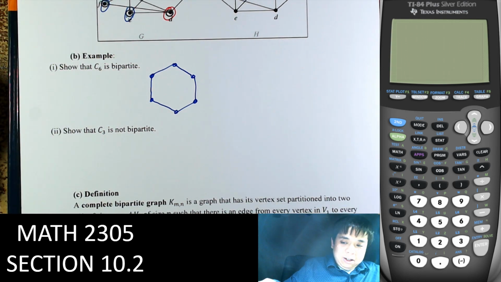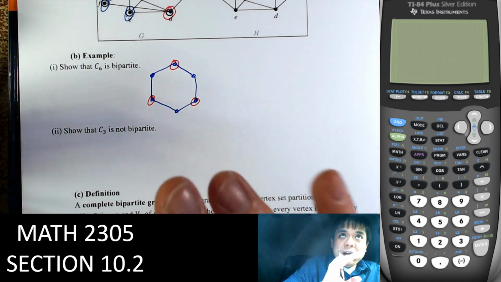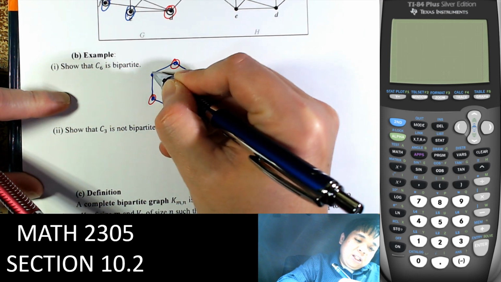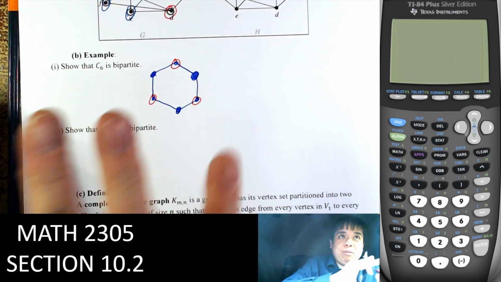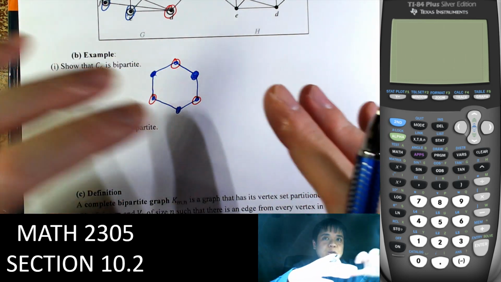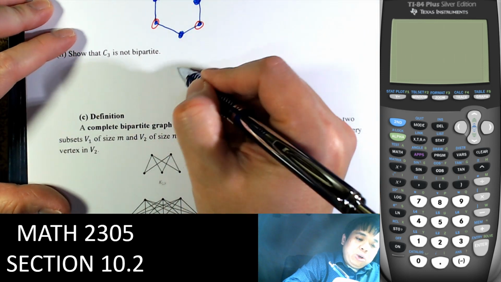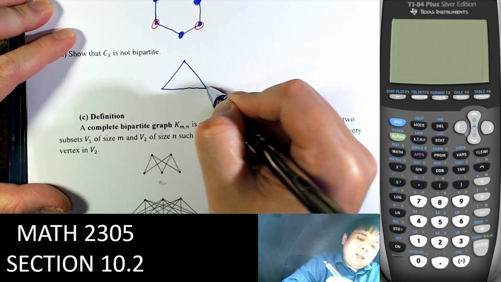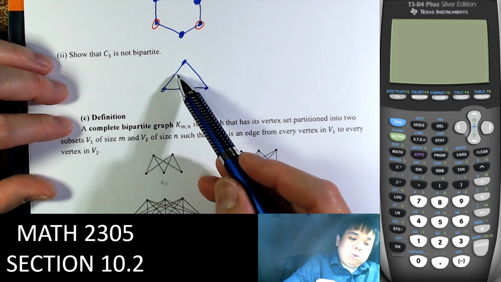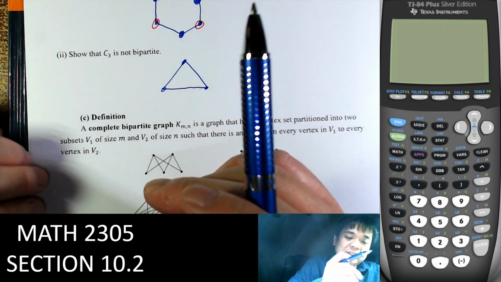Now, if we look at this one, of course, those 3 points do not connect to each other, but each point connects to a point in the other set. So we have two groups of points. Every point on this side connects to a point on the other side. They don't connect to themselves. So that C3 is not bipartite. We cannot separate two sets, because when we separate, there have to be 2 points connected to each other. So by definition, it's not bipartite.